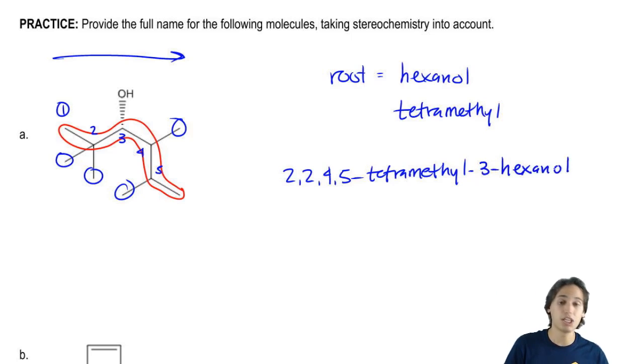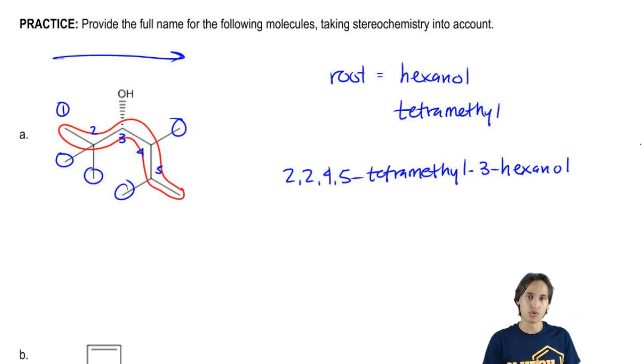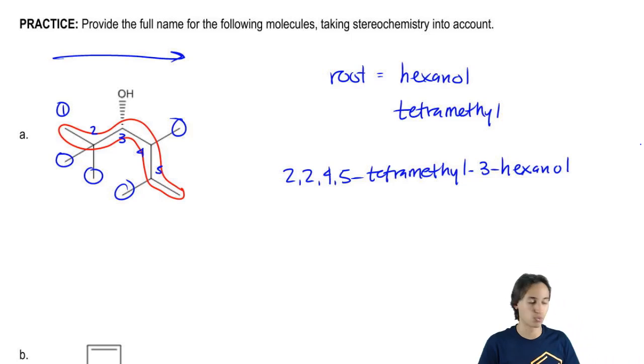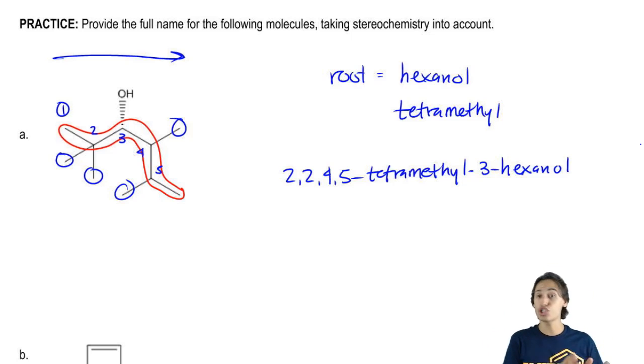Okay? Now keep in mind that we could have also used a new school method here and put the 3 within the hexanol. So I could have said tetramethyl hexan-3-ol. That would have been perfectly acceptable as well. So now, usually I would be done with this problem. But guess what? If your professor gives you this problem in this chapter, he doesn't want you to stay there.